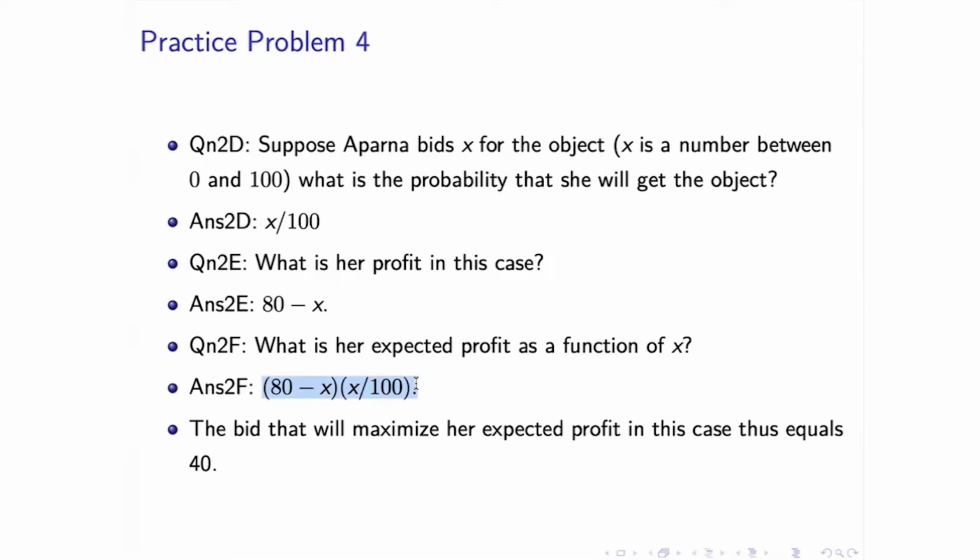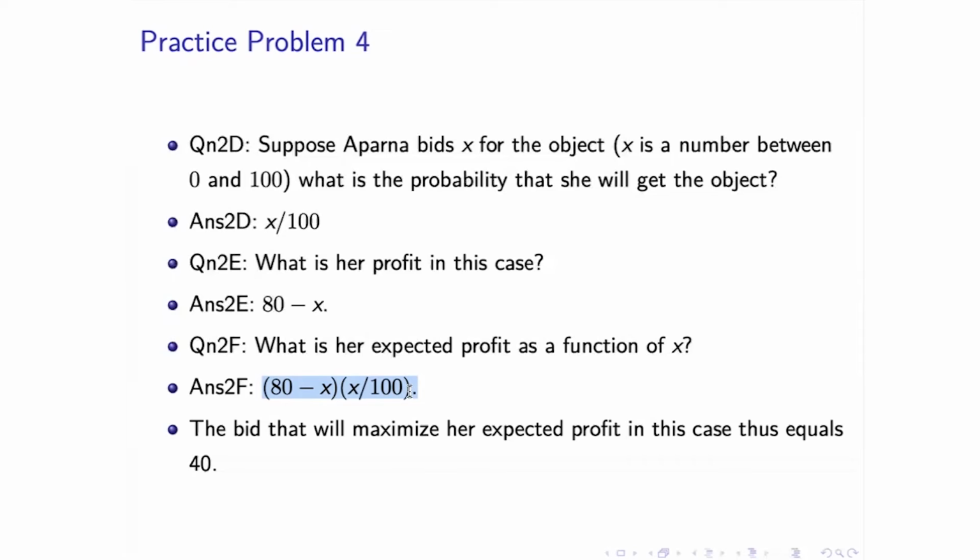Now, notice that if Aparna was choosing X under this assumption about what Bhaskar is doing, as well as the valuation of the object being 80, and she chooses X to maximize this, you can do this exercise. This will give you that she should actually bid 40, right? So how do we get that? This is basically choosing X to maximize 80 minus X multiplied by X by 100. The by 100 part is just a constant, so you can ignore it. It's as if you're choosing X to maximize 80 minus X multiplied by X. That is a simple derivative problem, and you can see that it will lead to X equal to 40, right?